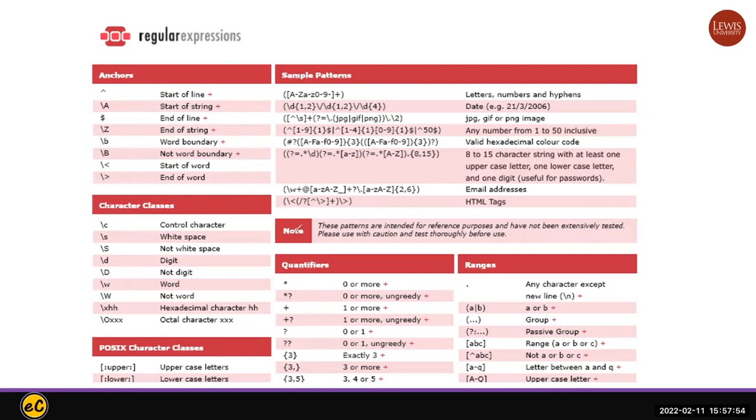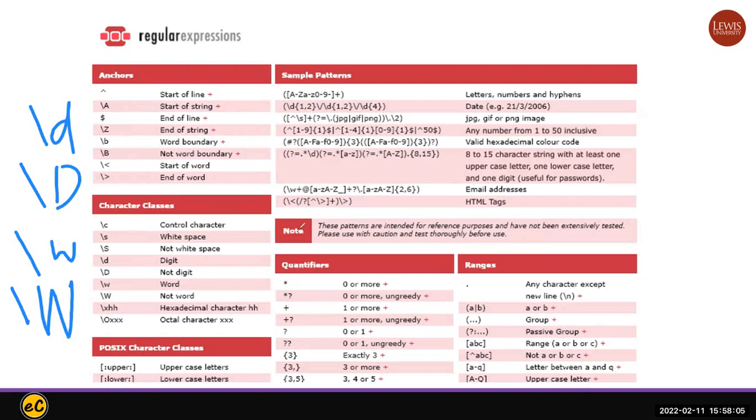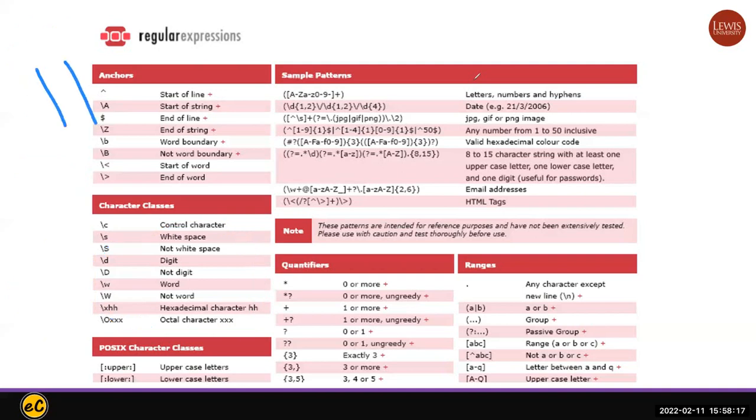Okay, character set: you have backslash d means digit, capital D means non-digit. Okay, backslash w means word character, capital W means non-word character. Okay, backslash s means the space character, backslash capital S means non-space character. These are the important rules. Double backslash means a single backslash. Okay, backslash quote means a single quote mark. Okay, so these are some of what we have.